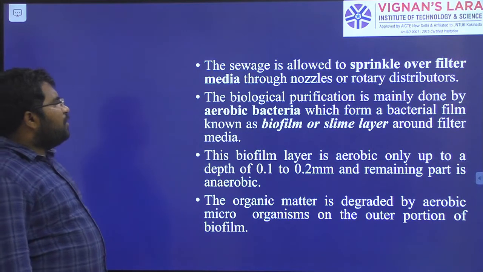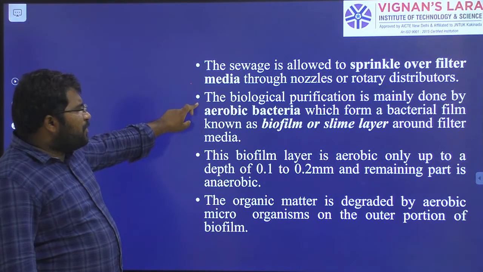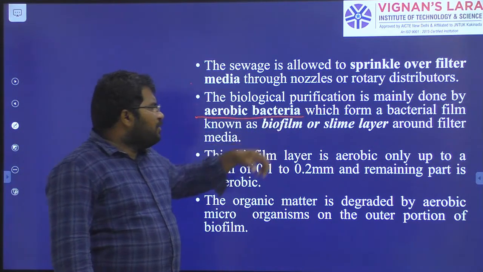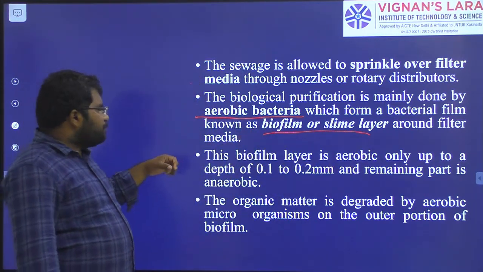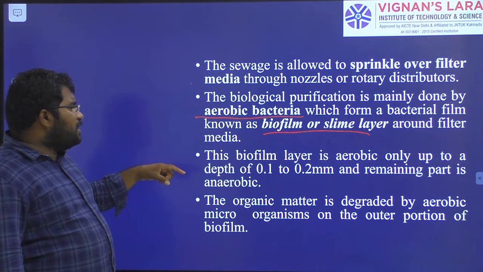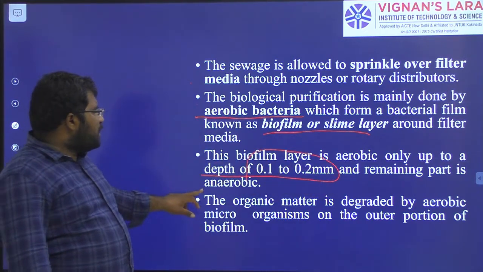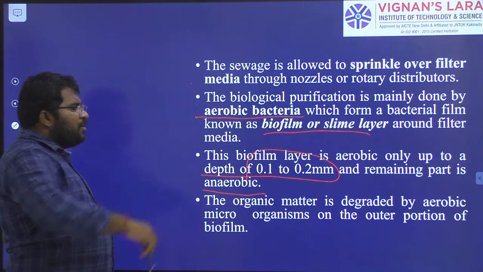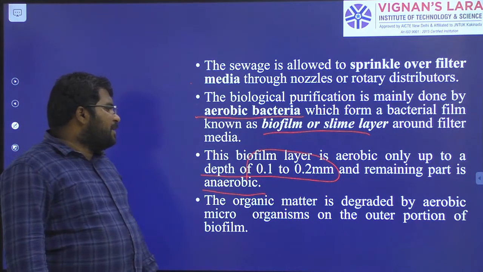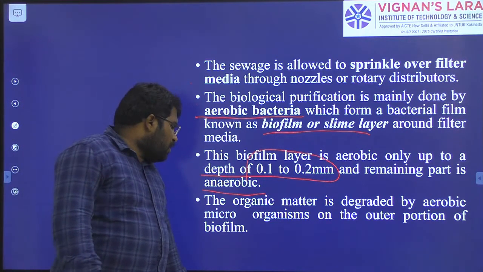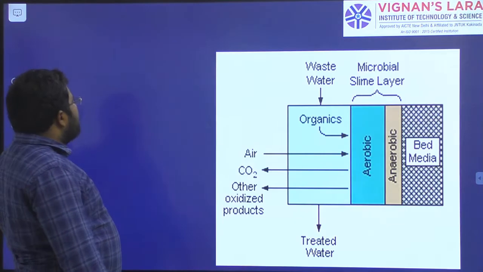Next, the sewage is allowed to sprinkle over the filter media through the nozzles or rotary distributors that we know. The biological purification is mainly done by aerobic bacteria, which form a bacterial film known as biofilm or slime layer around the filter media. Then this biofilm layer is aerobic only up to a depth of 0.1 to 0.2 mm, and the remaining part is anaerobic, right? Next, the organic matter is degraded by aerobic microorganisms on the outer portion of the biofilm, right?